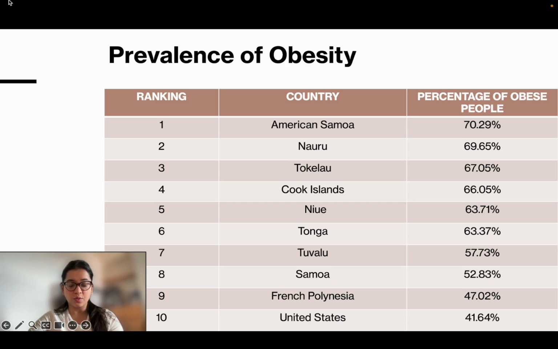Second one being Nauru, and third one being Tokyo, with very marginal differences in the percentage of people who are obese in these countries. The country on the 10th rank is the United States, which has 41.64% of people who are obese.